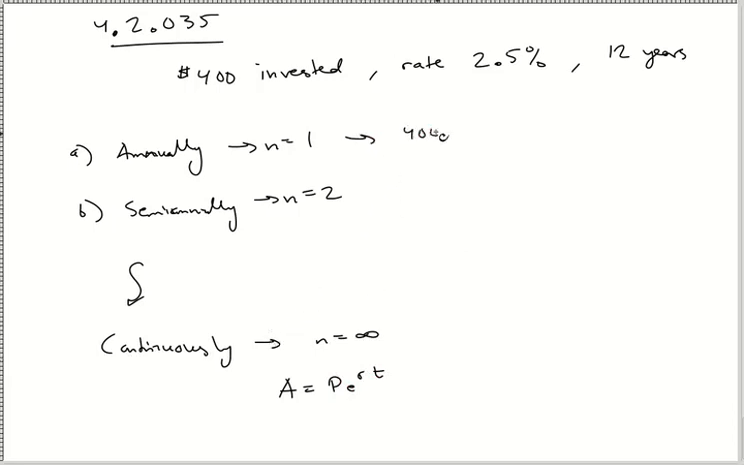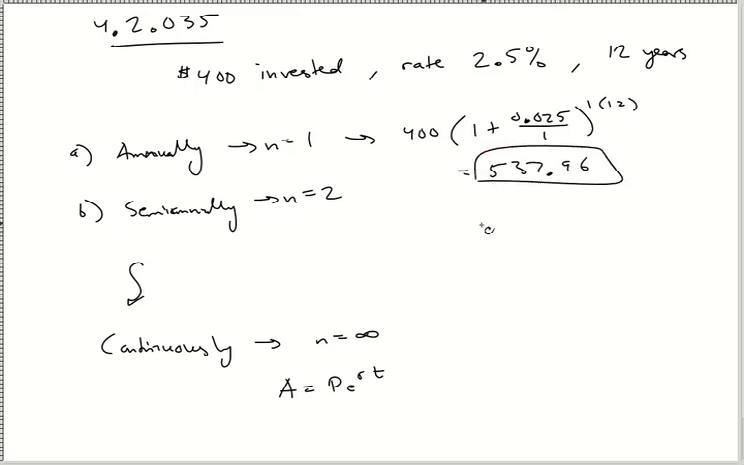So I'm going to say the 400 is my principal, my initial amount, 1 plus 0.025 for my rate divided by 1, to the power of 1 times 12. And obviously 1 times 12 is just 12. Put it in the calculator, I got $537.96. And the last one, 400, 1 plus 0.025 all over 2, all to the 2 times 12. Again, all at once in the calculator like we've been talking about, 538.94.